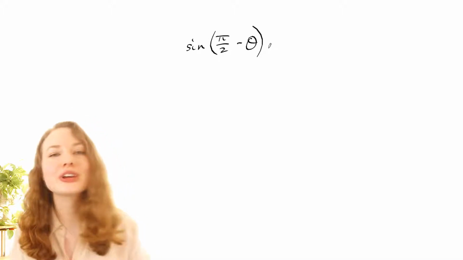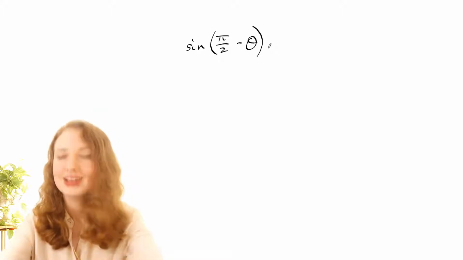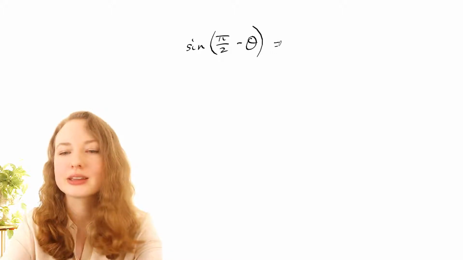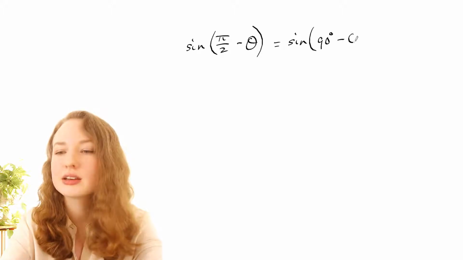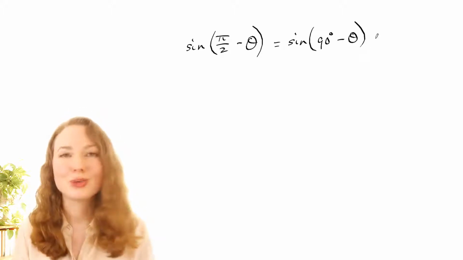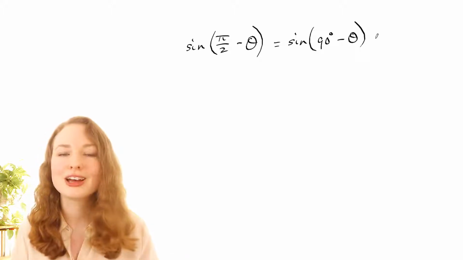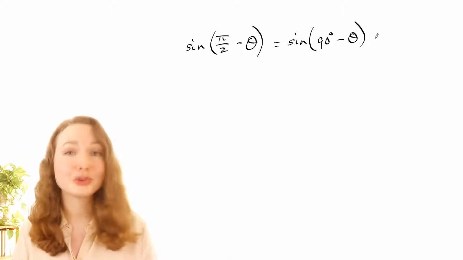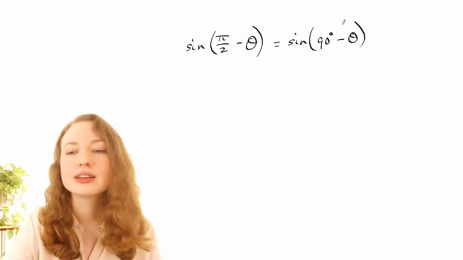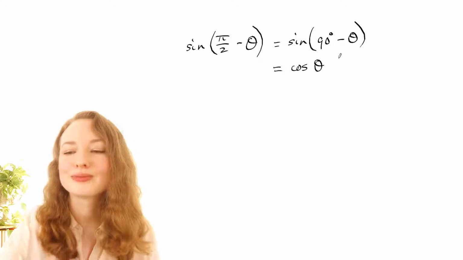Let's try another one. Let's try simplifying sine of pi on 2 minus theta. So, do you remember what pi on 2 is in degrees? If you're not familiar with radians yet, it might help to translate this over. So that is 90 degrees minus theta. Now, do you remember what I said about what that means at the start of a trigonometric function? So cosine means sine of the complementary angle, which is what we have here. This is the complement of theta. So this is just cos theta.